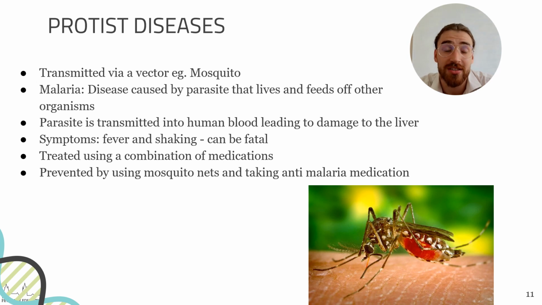So we're going to take anti-malarial pills. These are pills that release a chemical into your blood that will kill any protists. So you'll still get bitten by mosquitoes, but the protist will die when it enters your bloodstream. Other than that, you can try and prevent being bitten by mosquitoes, the vector, either by using bug spray or mosquito nets.